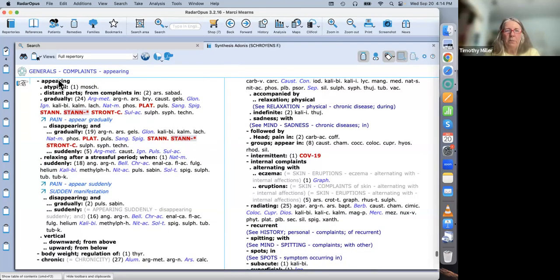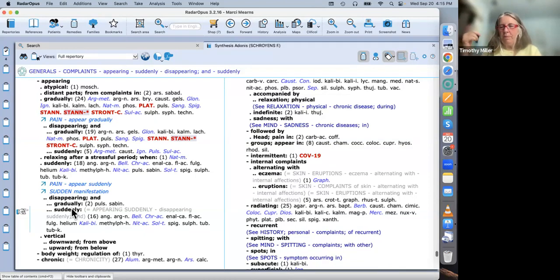We have complaints appearing atypical. We have complaints appearing gradually. That might be useful in another moment. Here's complaints appearing suddenly. You see, I'm just clicking these with my mouse now. And a sub-rubric is complaints appear suddenly, look here, and disappear suddenly. This is exactly what this patient has. Am I right? That's what the prescriber said.